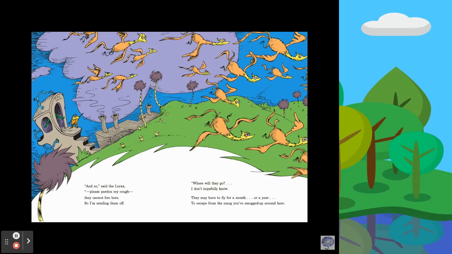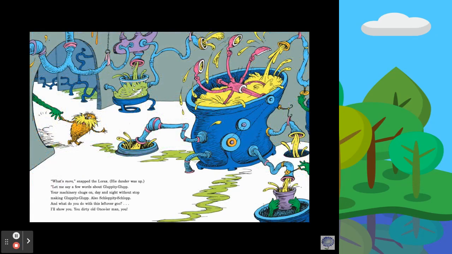"And so," said the Lorax, "please pardon my cough. They cannot live here, so I'm sending them off. Where will they go? I don't hopefully know. They may have to fly for a month or a year to escape from the smog you've smuggled up around here." "What's more," snapped the Lorax, his dander was up, "let me say a few words about Gluppity Glup. Your machine chugs on day and night without stop, making Gluppity Glup."